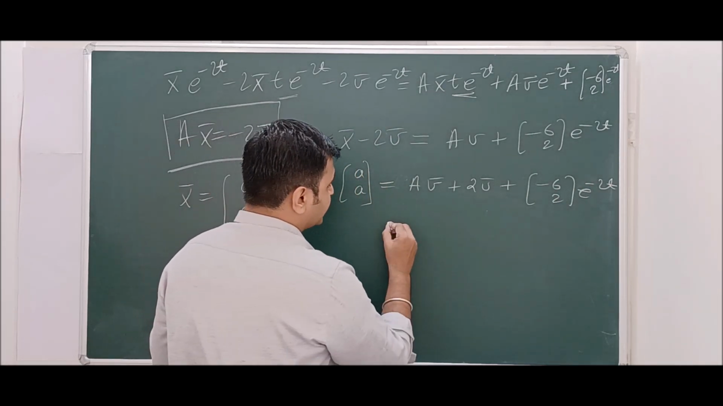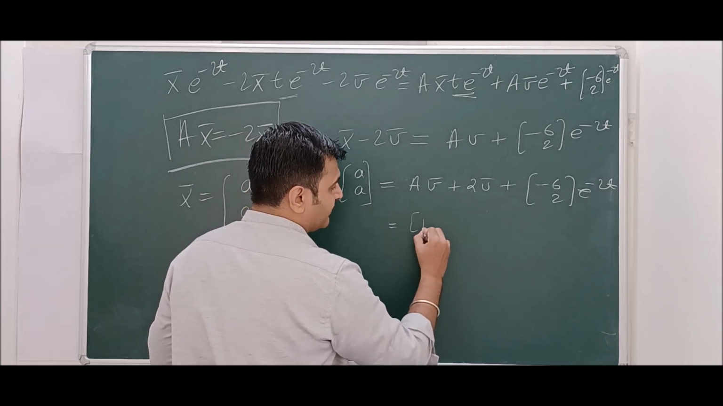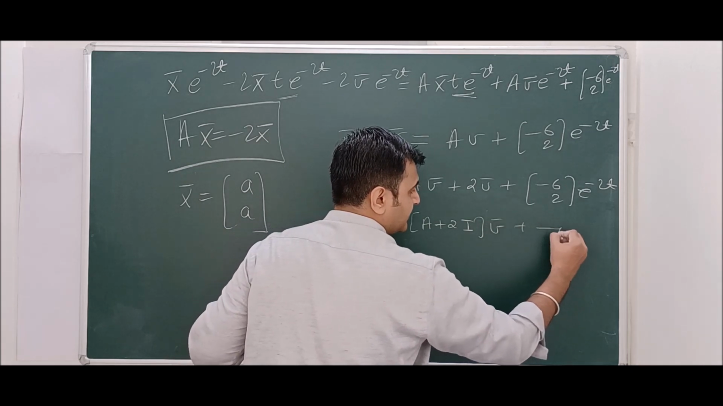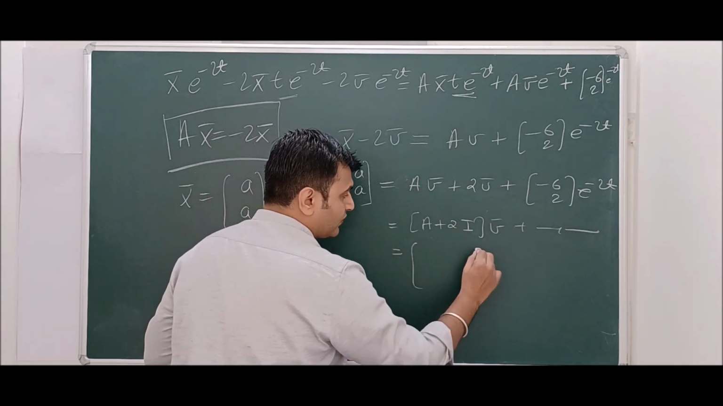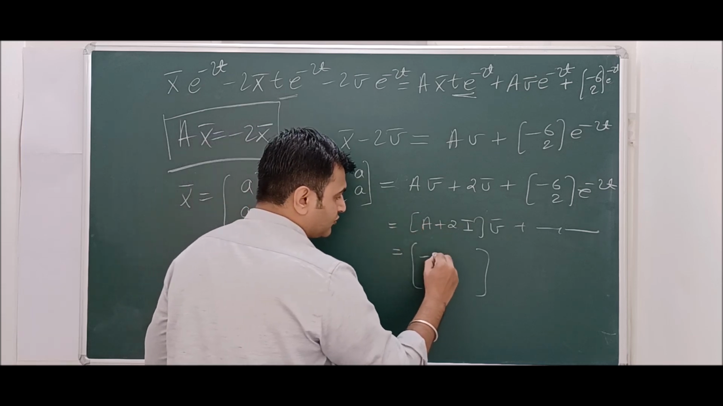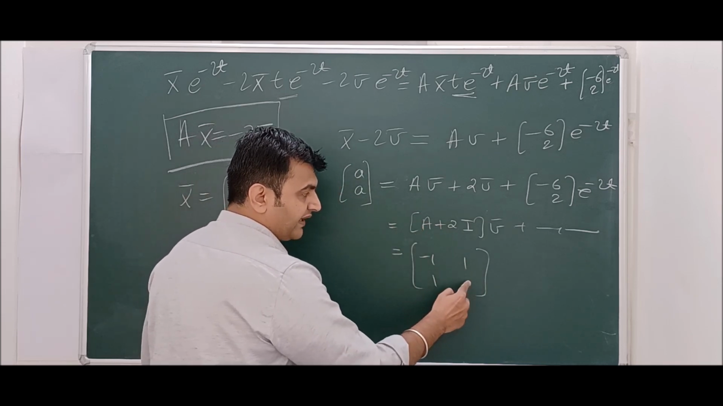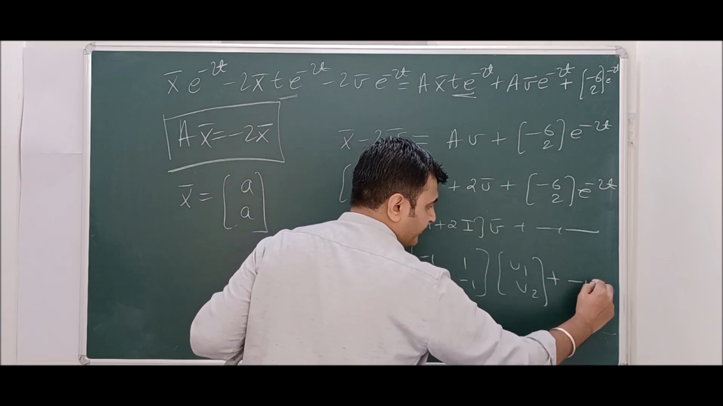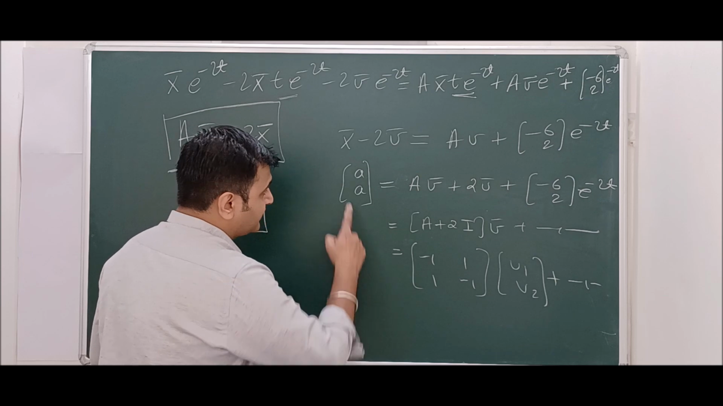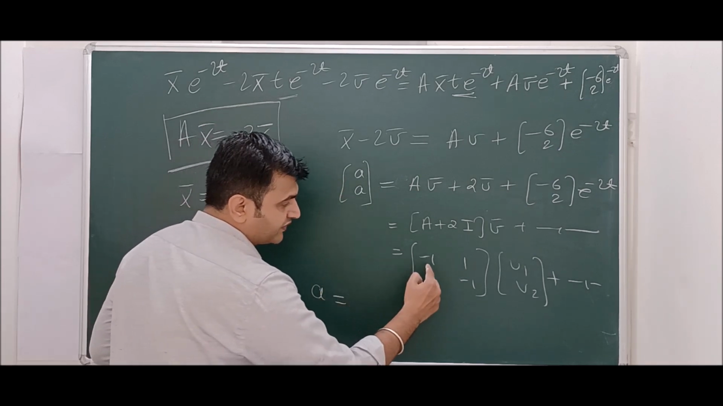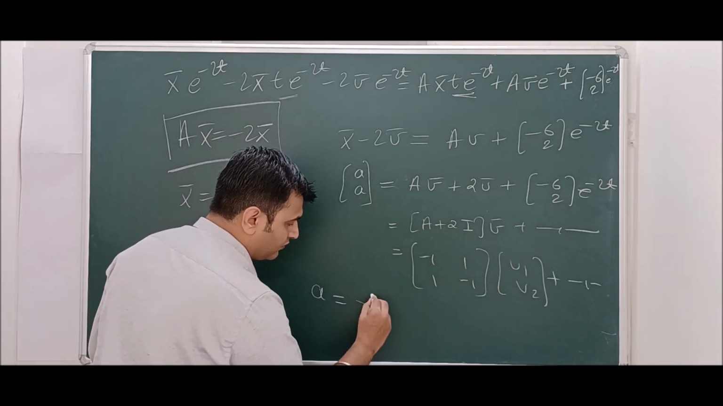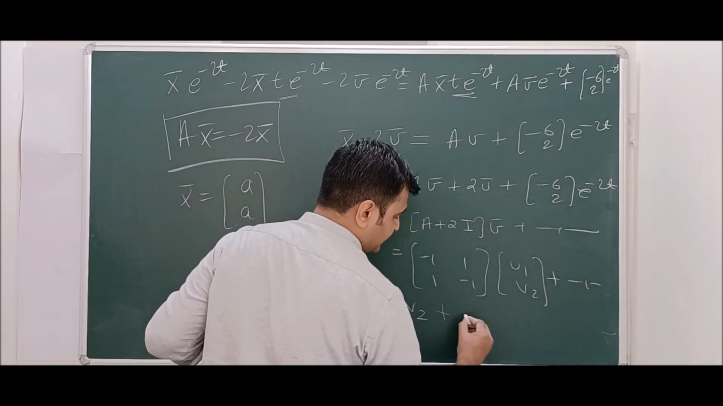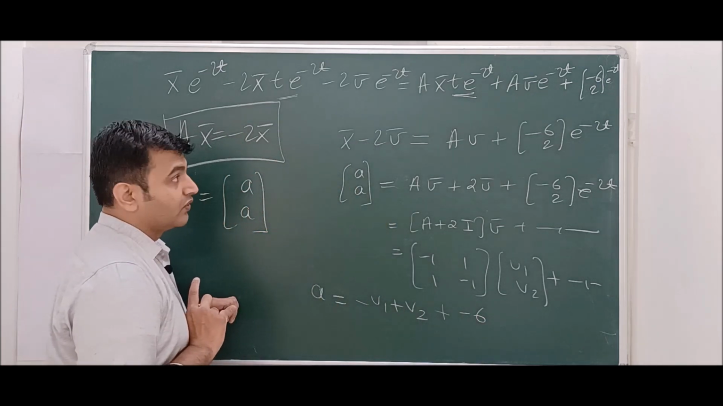Okay, now what is this? This is nothing but (A plus 2I) into v bar plus the remainder as it is. What is A plus 2I? What was our A? (-3, 1; 1, -3). So (-1, 1; 1, -1) since minus 3 plus 2 is minus 1, times (v1, v2), plus as it is. Now what is the first component? It is minus v1 plus v2, plus what is the first component? Minus 6. Okay, that's what I get.